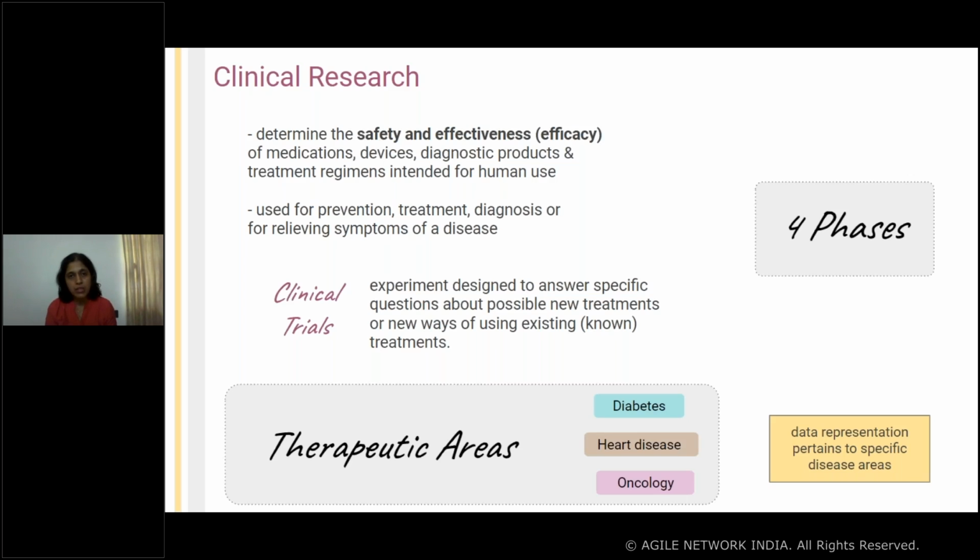So the different parameters, how they get collected, the values that are collected, it all differs. The data representation pertaining to a specific disease area, it all differs. So you can imagine the variety of data that we would be getting, which we have to standardize.